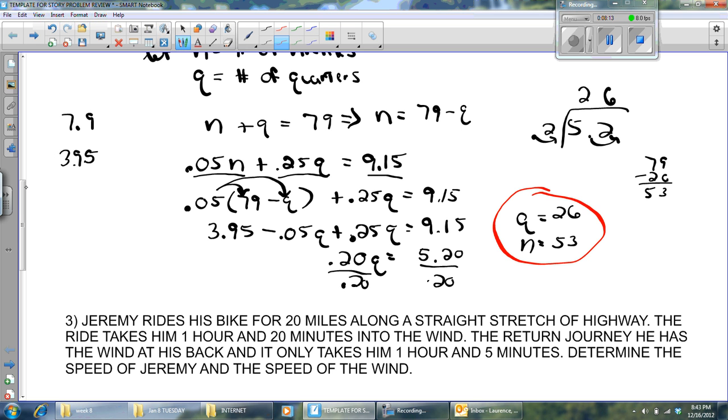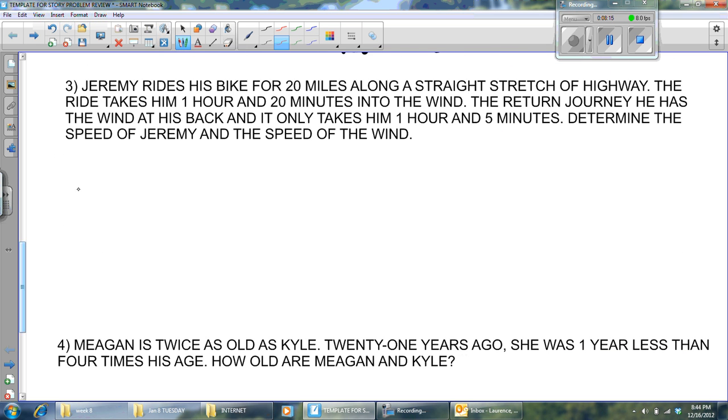All right. Let's see here. We've got a current problem. Remember, for those, we're going to need D equals RT, distance equals rate times time. Jeremy rides his bike for 20 miles along a straight stretch of highway. The ride takes him 1 hour and 20 minutes.